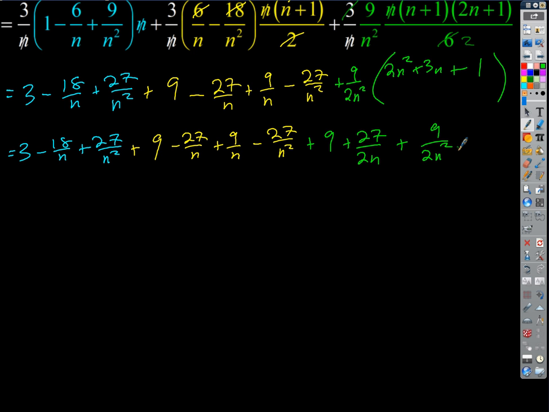Okay. And when I distribute to here, I'm going to get 9 over 2n squared. Good. So now all we've got to do is combine like terms, right? So what's that going to give us? 3 plus 9 plus 9 is 21. What about the terms with n on the bottom? That's going to give me minus 18 over n minus 27 over n is minus 45 over n, plus 9 over n is minus 36 over n. Now we've got minus 36 over n plus 27 over 2n. So that's minus 72 over 2n plus 27, which is minus 45. You're right, 45. So we're going to get minus 45 over 2n.